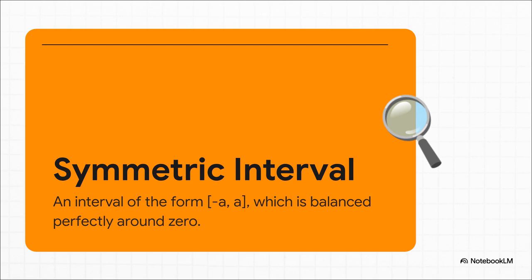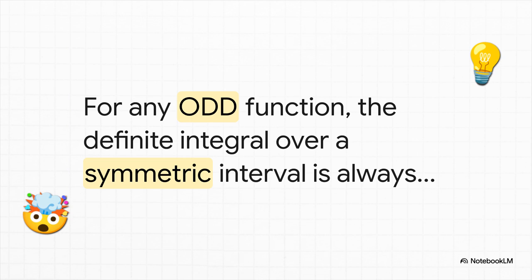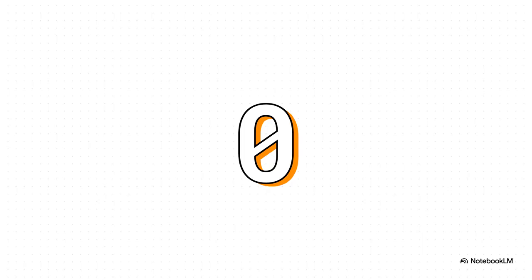or -pi to pi. Now imagine your teacher asks you to find the definite integral of some big, nasty odd function over one of those symmetric intervals. This thing could be a beast, a total nightmare to calculate. But if you remembered to check its identity first, you already know the answer is always 0. That's it. It's always 0. It doesn't matter how complicated the function is. The integral of any odd function from -a to a is just 0. It's one of the most satisfying shortcuts in all of math.